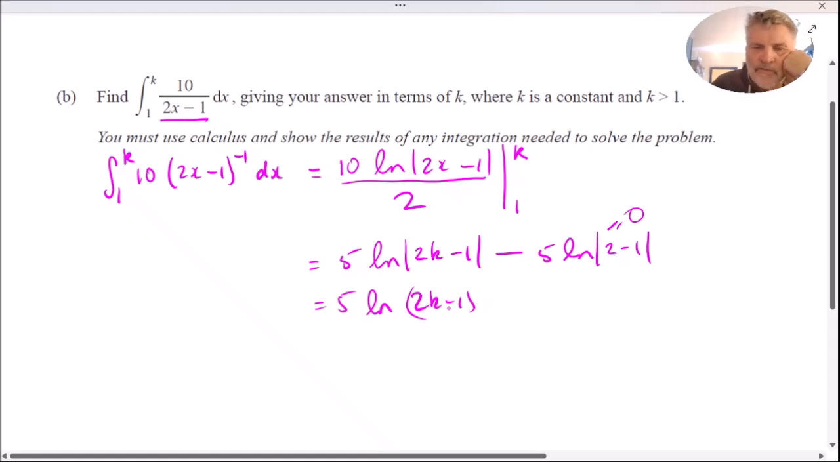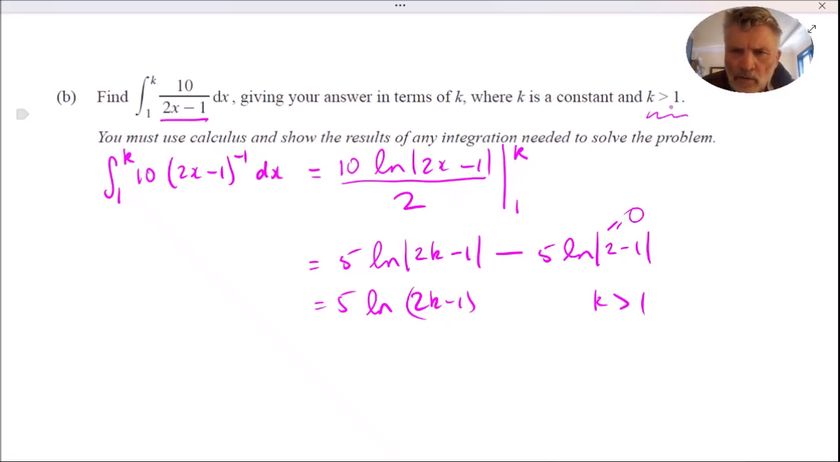You don't need absolute value because k is bigger than 1, so this will always be positive. So they've got this condition to make sure that you always get a positive number in here. They could have got away with just k bigger than 1/2, couldn't they? Because 1/2 of 2 is 1 minus 1 is 0. So as long as you're bigger than that, you're going to have a positive number here.